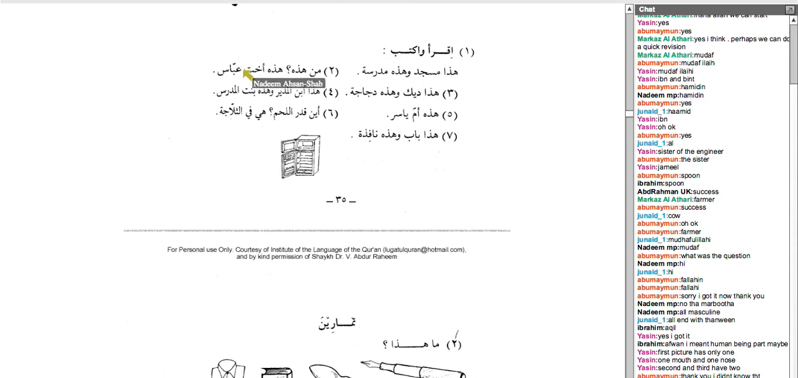هذه أخت عباس. Because okay. No alif lam. Just now you told me this is mudaf. So if this is mudaf, this has to be Abbasin. Abbasi. Good try. I'm mixing it up. Trying hard. So far, you gave me three options: Abbasun, Abbasin, Abbasi. Now you have to choose.